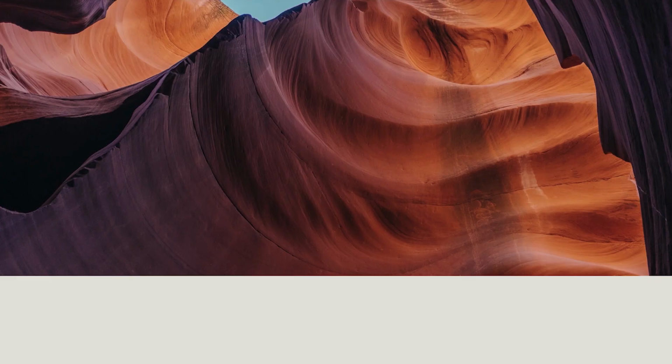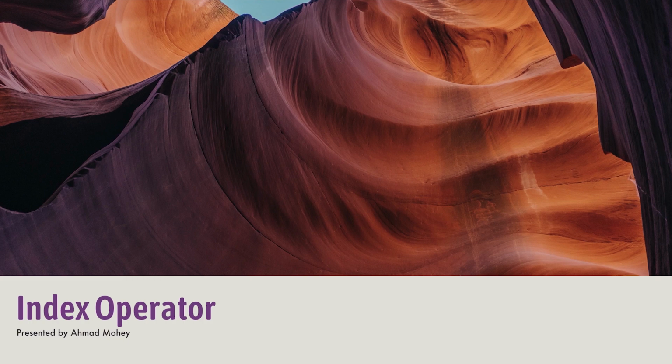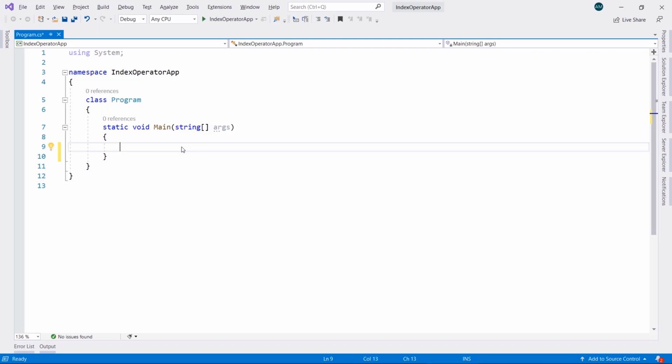The next feature we're going to discuss is about delivering 2 new operators to C#, the index operator and the range operator, that allow constructing System.Index and System.Range objects and start using them to index or slice collections at runtime. In this video, we're going to discuss how to use the index operator or the hat operator.